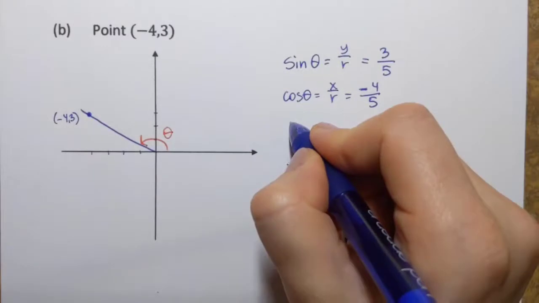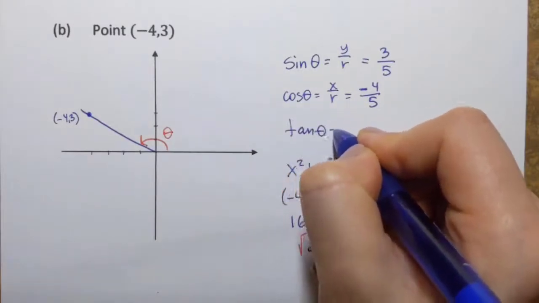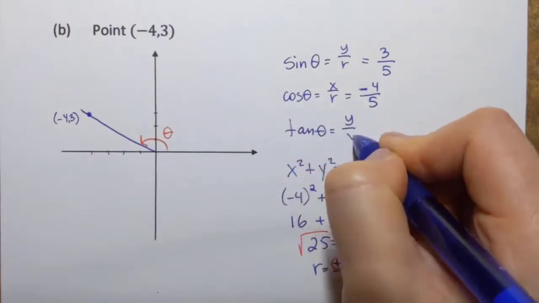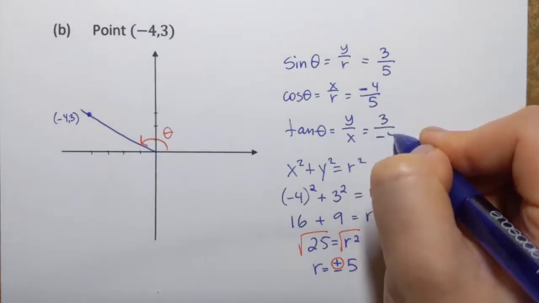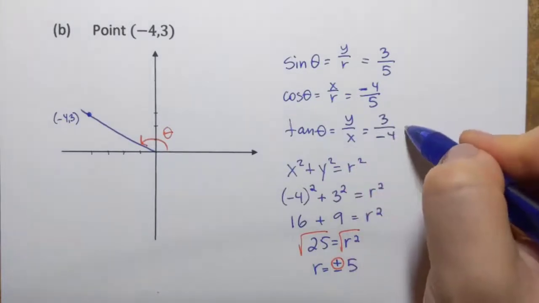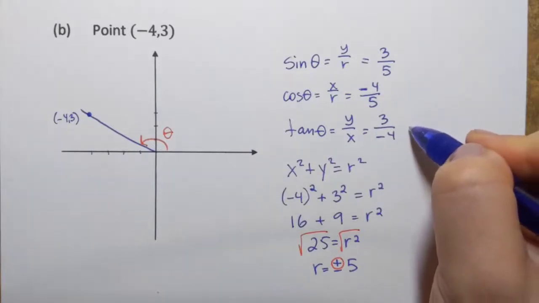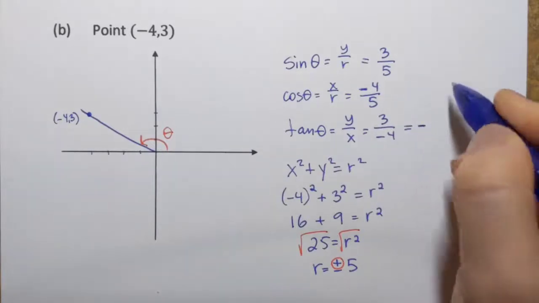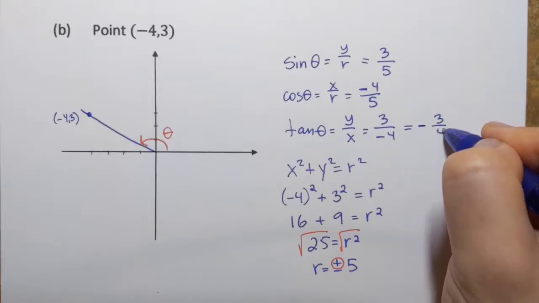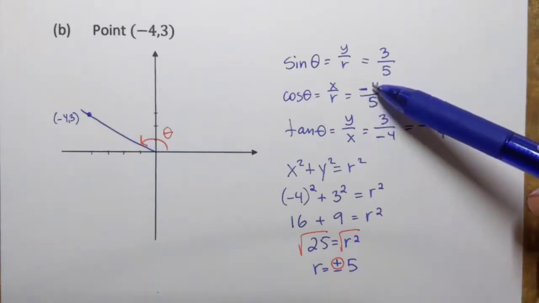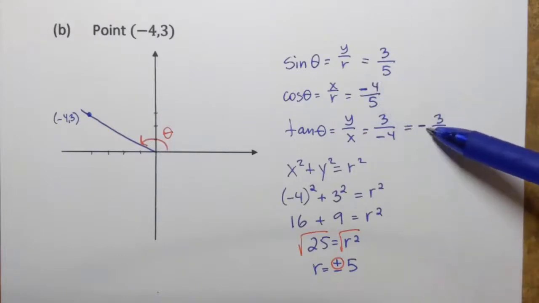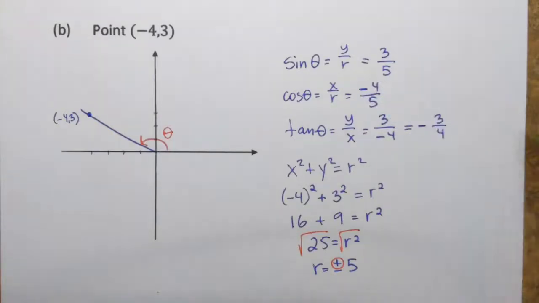And then how about tangent? Tangent is y over x. Y is 3. X is -4, right? Usually we don't keep the negative sign in the denominator, so I'll just put it in the front. -3 over 4. By the way, with a negative sign, you can either keep it with the numerator or put it in the front. Both are good. So tangent also has a negative value for this angle theta.